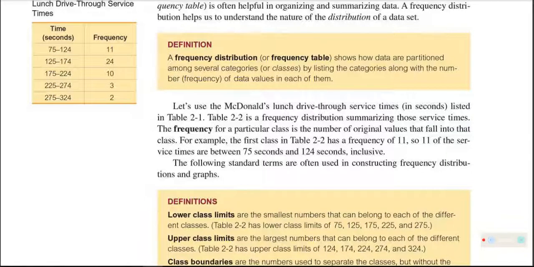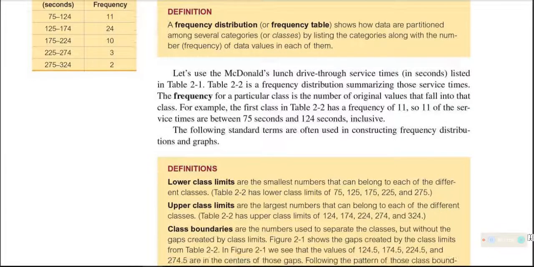Okay? For the upper class, syempre, yung pinakamataas na number naman. These are the largest numbers that can belong to each of the different classes. Ang titingnan naman, yung nasa kanan. We have 124, 174, 224, 274, and 324. And you have to take note that the sizes between each interval ay laging parehas.